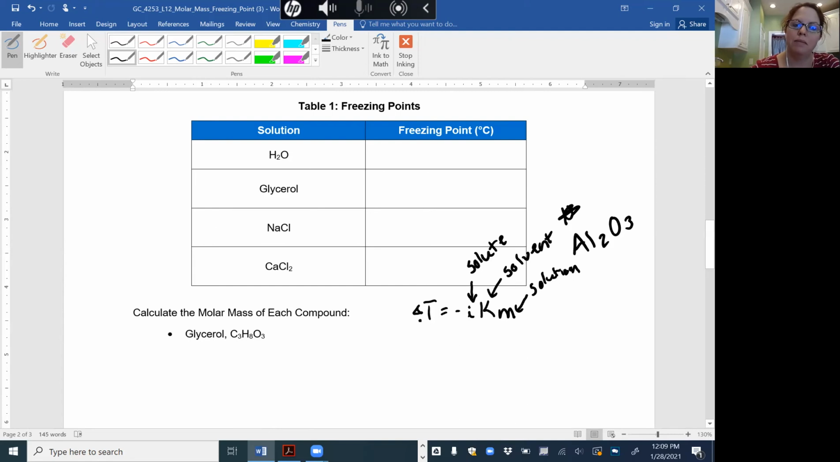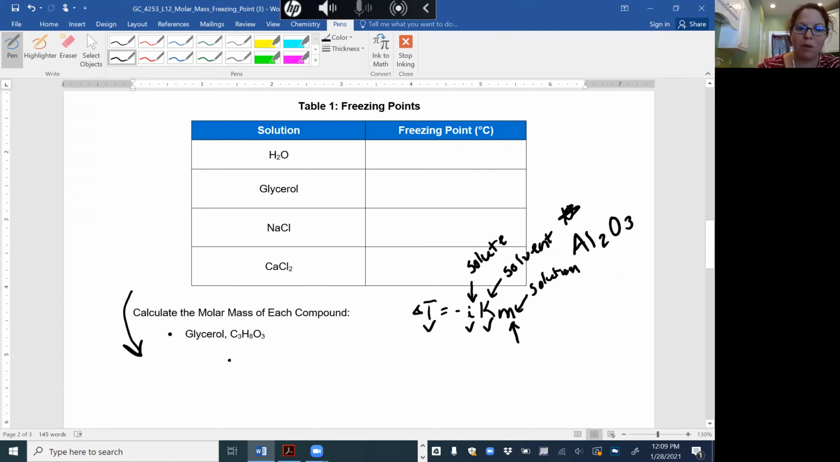Okay, so the delta T we're calculating during the lab. The i value, I think I've given you enough information to figure out. The K value, you look up. We can solve for the molality of the solution, and we're going to use that molality to calculate a molar mass for each of these compounds. So when this step asks you for molar mass, they're not asking you to look at the periodic table. They're asking you to calculate a molar mass. The first thing that you want to do is plug in this information and solve for the m value.